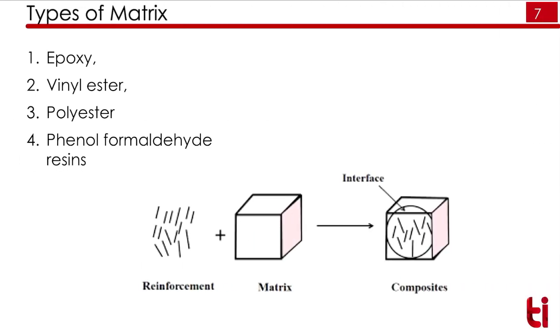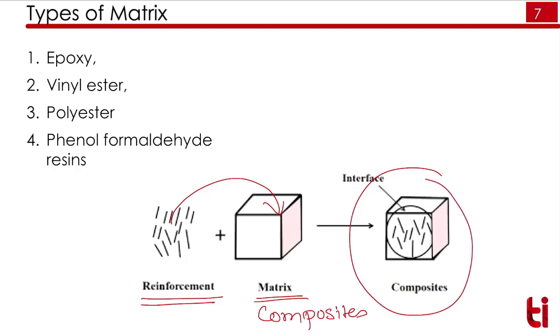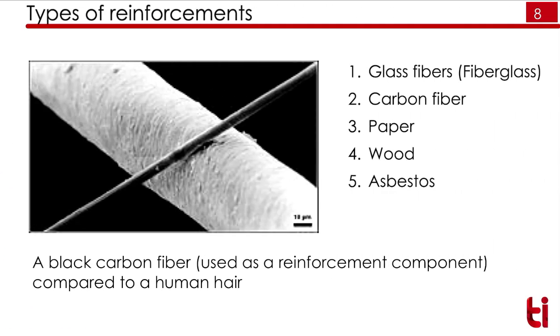So as I said, as soon as I say composite, there are two different materials. One is called the reinforcement and one is the matrix. If we add reinforcement particles or fibers into the matrix, we will get a composite. Typical matrix materials are epoxy, vinyl ester, polyester and phenol formaldehyde resins. Typical reinforcement materials are glass fibers, also called fiberglass, carbon fibers, papers, wood and asbestos.